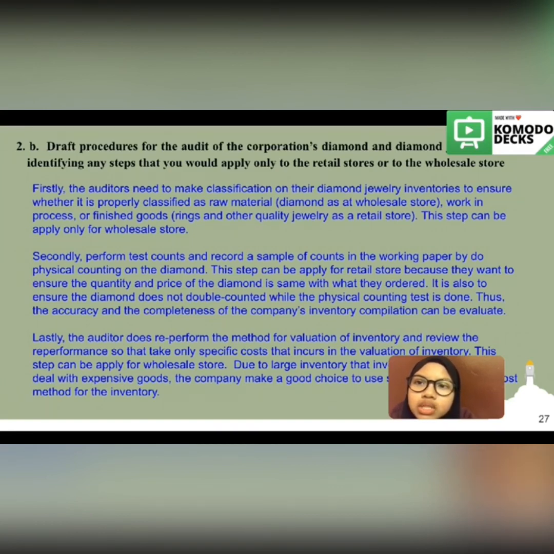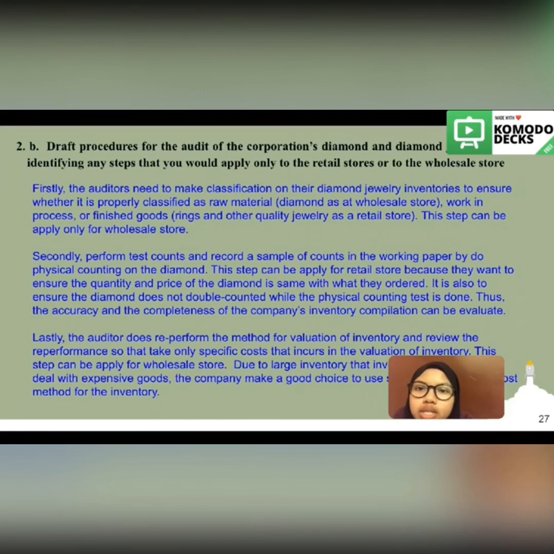Secondly, perform a test count and record a sample of the count in the working paper by physically counting the diamonds. This step can be applied to the retail store because they want to ensure the quantity and price of the diamonds are the same as what they ordered. It is also to ensure the diamonds are not double counted while the physical count test is done. Thus, the accuracy and completeness of the company's inventory compilation can be evaluated.